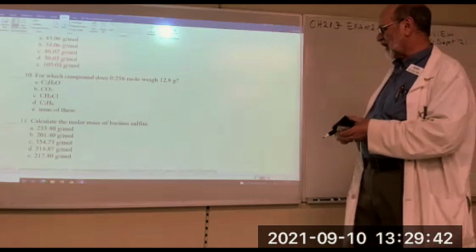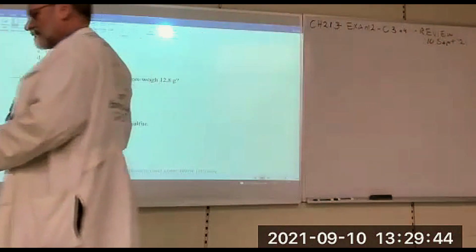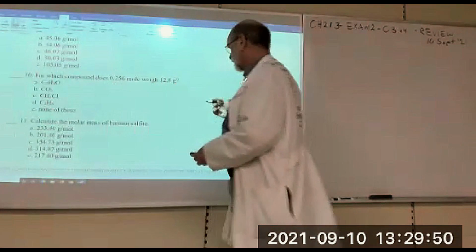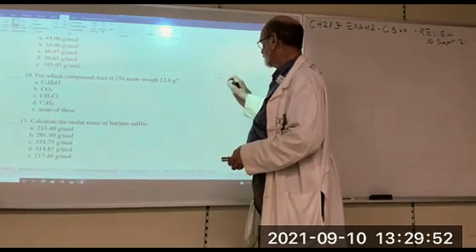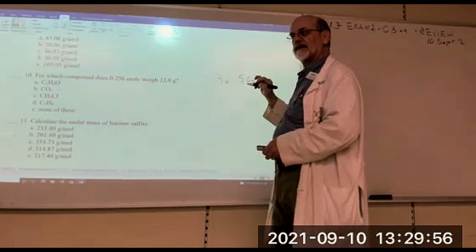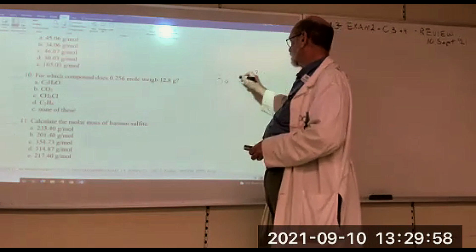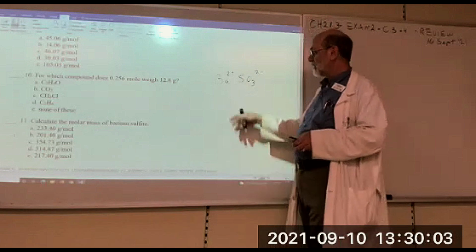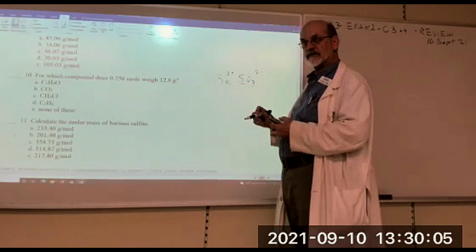All right, molar mass of barium sulfite. So you have to be able to write the compound. Are you having trouble writing compounds? Barium, and then sulfite is what? SO3, 2 minus, and this is 2 plus. That's it. That's the compound. So add up barium, sulfur, and 3 oxygens, and you got it.